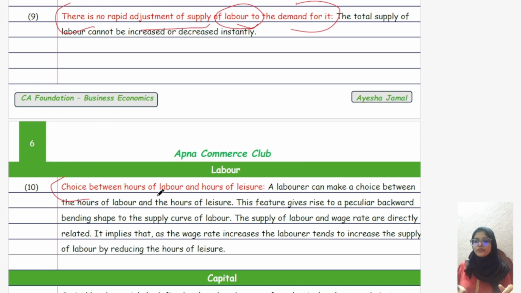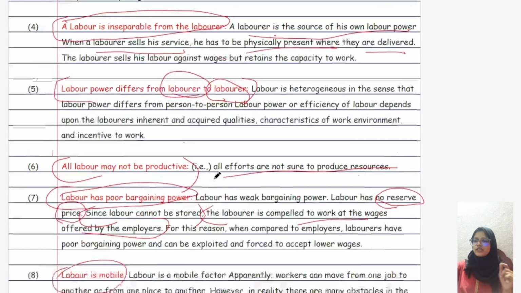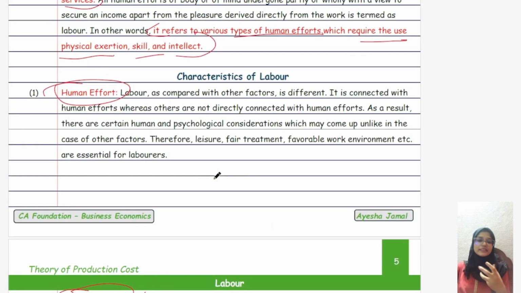And there is a choice between hours of labor and hours of leisure. It is your choice. If you want more wages, you have to work for more hours. If you choose more hours of leisure, then you will get less wages. So these are the characteristics of labor.